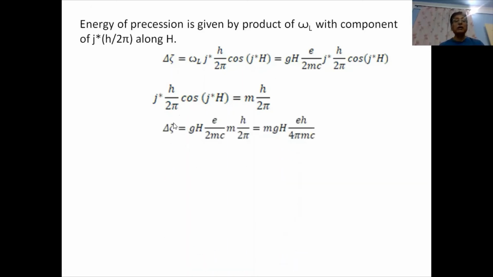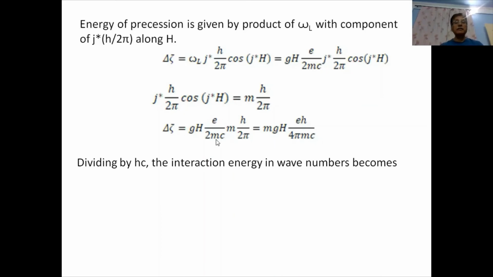So Δτ is equal to G H e by 2mc into, for this whole, we can write M h by 2π only. So we have M G H e h by 4π mc. Now let us divide this Δτ by hc. Then the interaction energy will be converted into wave numbers. So the interaction energy in wave numbers, after division by hc, is Δτ upon hc is equal to M G H e by 4π mc².